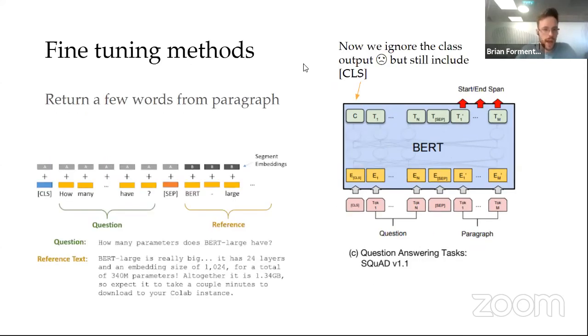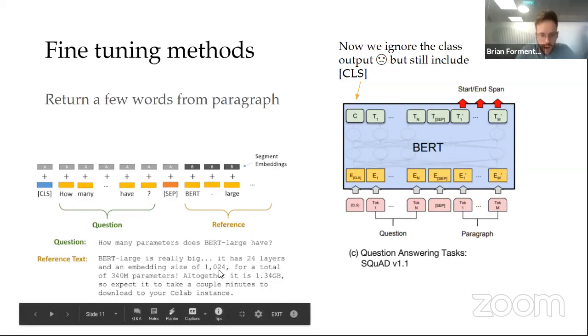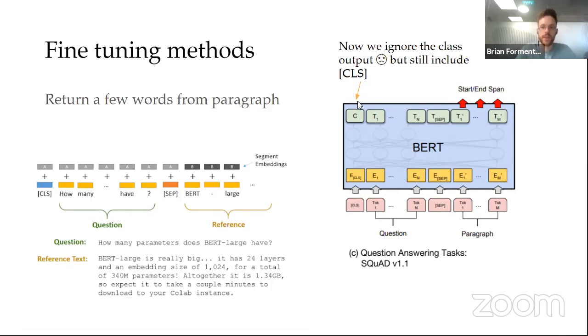You also have, for example, something like question answering, right? So you pass your question and your paragraph, and you're trying to indicate in your reference text where there is an answer, right? So in this case, it would completely ignore your classification token. Although you still include the CLS token in the input, you would ignore the output and just focus on this output.